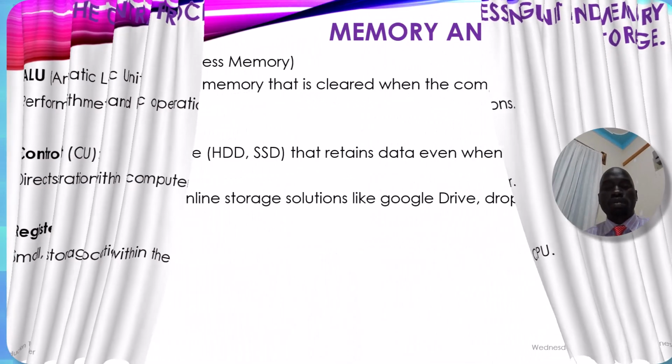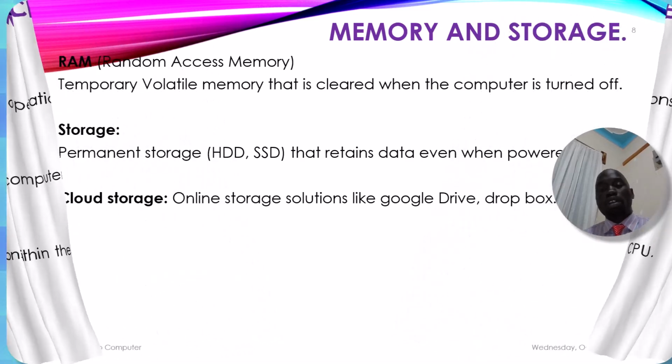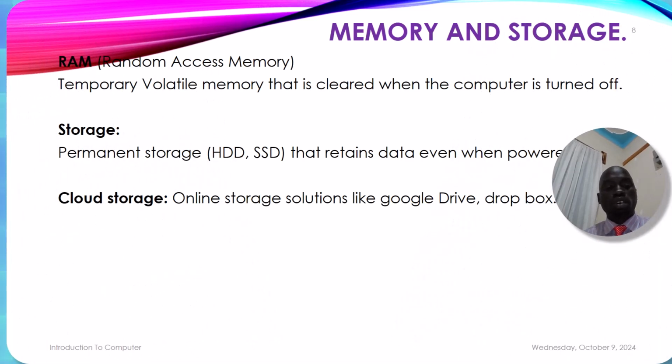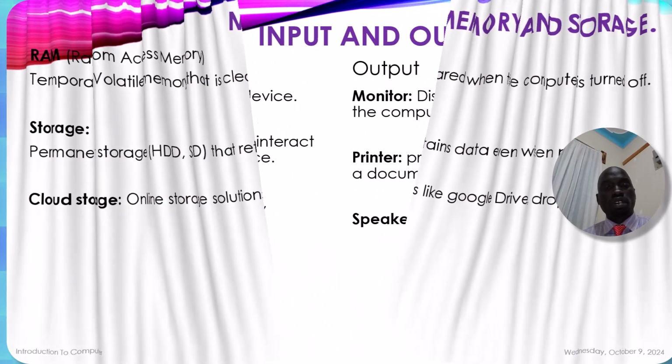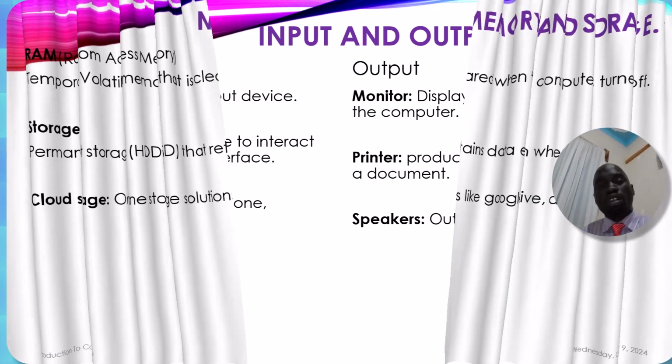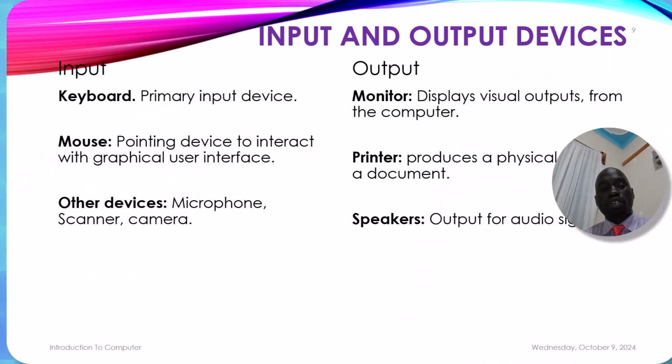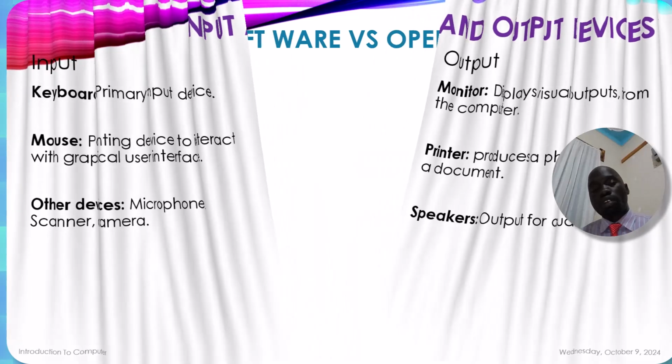Then we have memory and storage. Still, we talked about this RAM storage, and then we are going to talk about the input and output devices. The input devices include the keyboard, the mouse, and other devices like the microphone, the scanner, the camera. Then we are also going to look at output devices such as the monitor, the printer, the speakers.